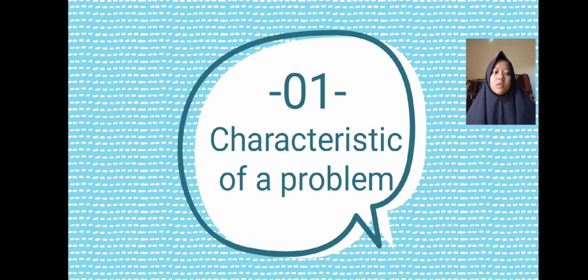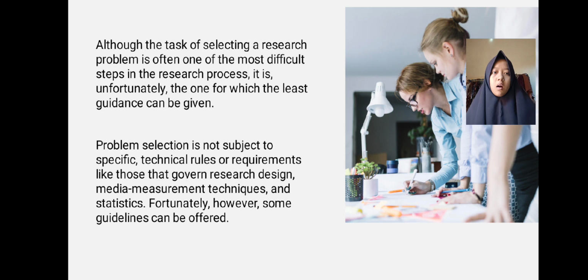Number one is the characteristics of a problem. Although the task of selecting a research problem is often one of the most difficult steps in the research process, it is unfortunately the one for which the least credence can be given. Problem selection is not subject to specific technical rules or requirements like those that govern research design, measurement technique, and statistics. Fortunately, however, some guidelines can be offered.